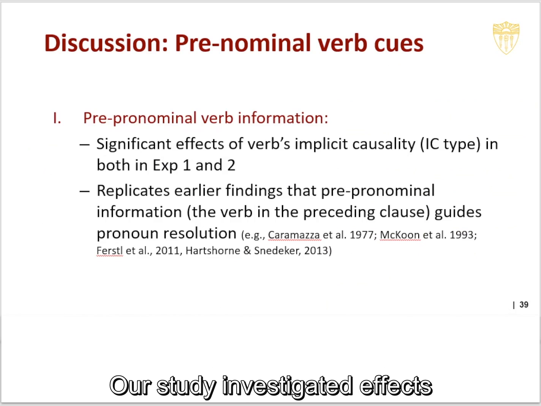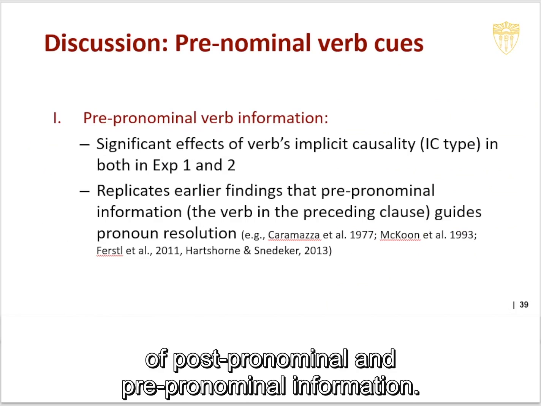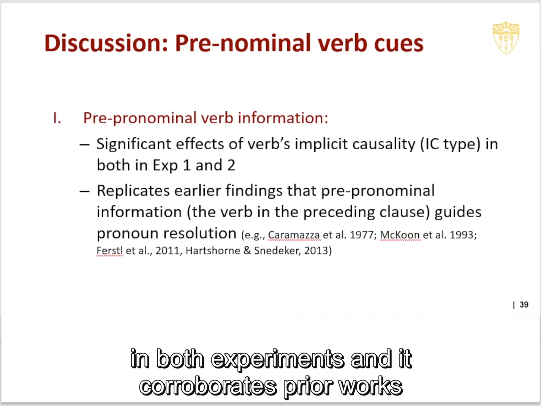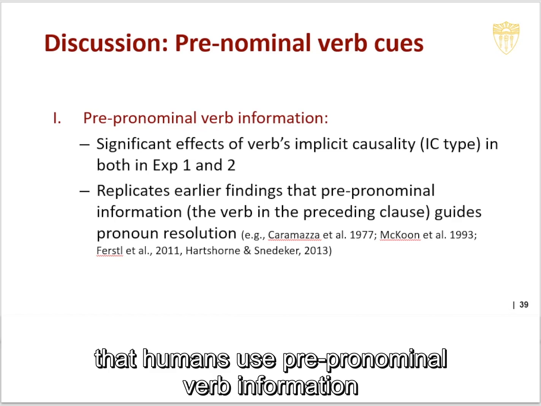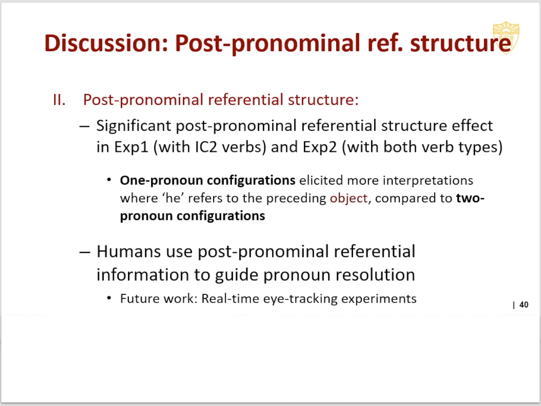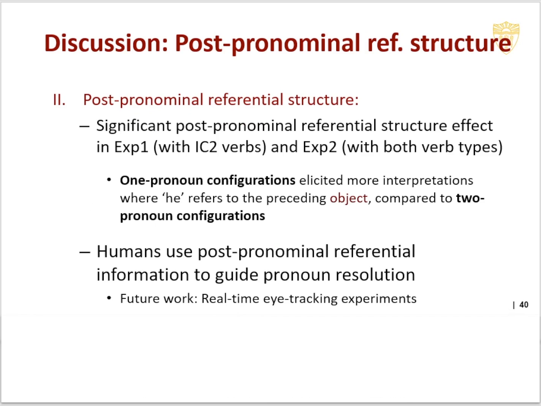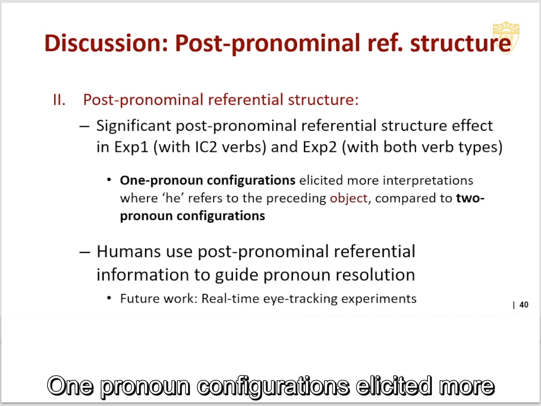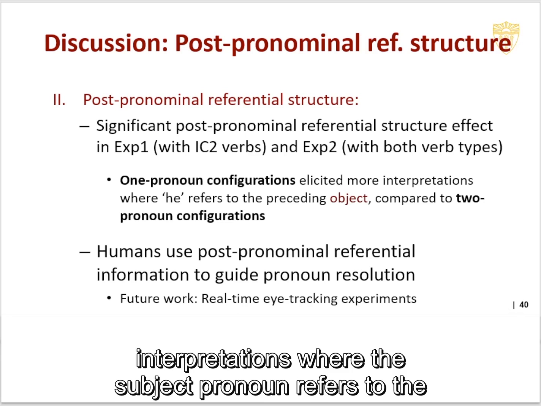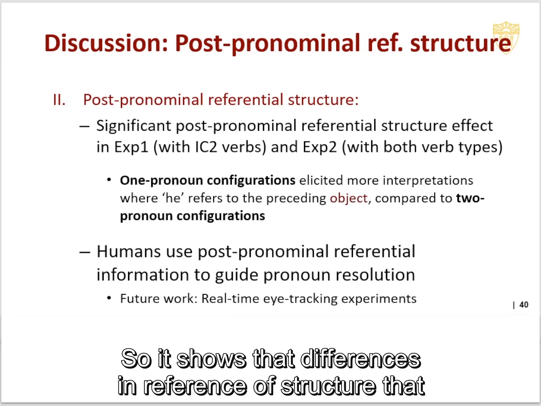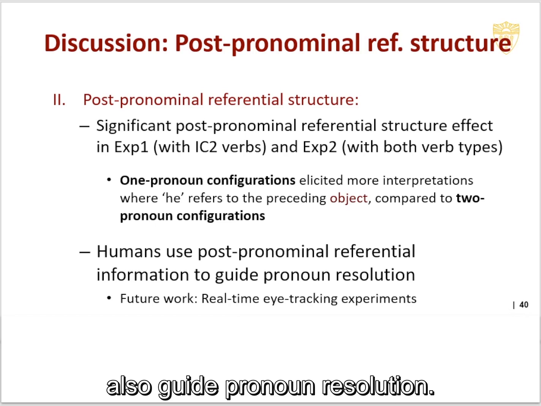Our study investigated the effects of post-pronominal and pre-pronominal information. First, pre-pronominally, we found a significant IC verb effect in both experiments, and it corroborates prior work showing that humans use pre-pronominal verb information for pronoun resolution. Also, post-pronominally, we found a significant referential structure effect. One pronoun configurations elicited more interpretations where the subject pronoun refers to the preceding object compared to two pronoun configurations. So it shows that differences in referential structure that occur after the pronoun also guide pronoun resolution.